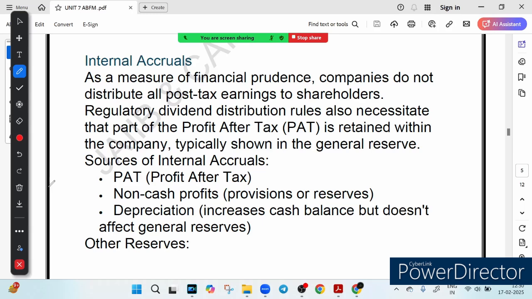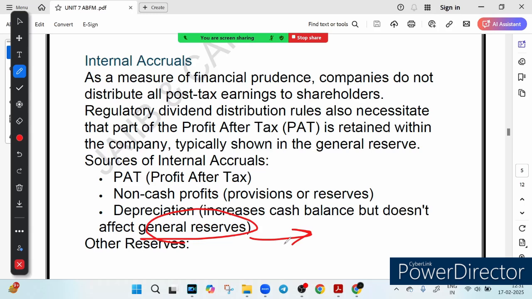But what about the general reserve? Even though depreciation boosts cash flow, it does not directly increase the company's general reserve. Instead, it simply adds to the cash balance without affecting the reserve. This way, depreciation helps the company save money now, even though it is a non-cash expense. It is a clever trick to save on tax without spending actual money.